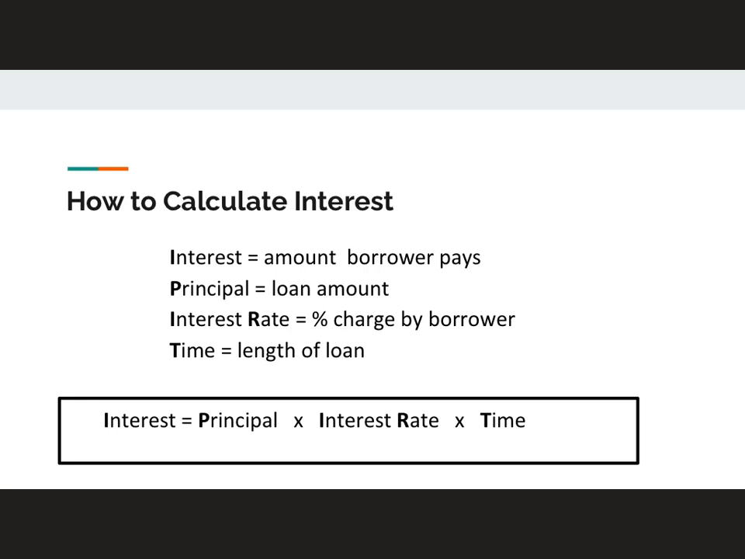Alright, so before we get into calculating interest, I just want to go over some of the terms to make sure we're talking the same language. What we're figuring out is interest. That's going to be like the dollar amount that the borrower pays. And then in order to calculate that, here's what we need to know.